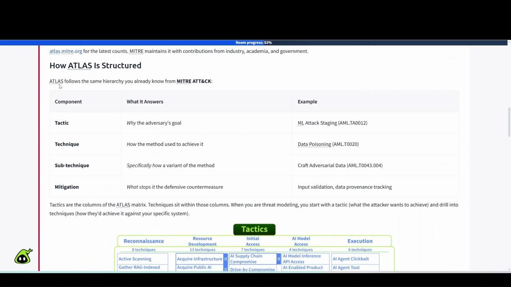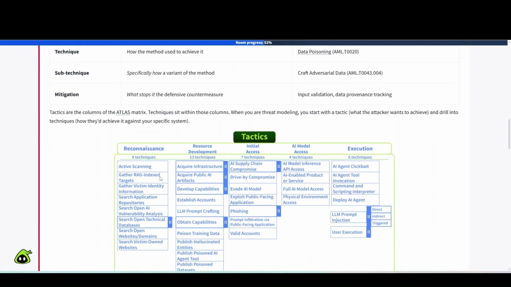How Atlas is structured. Atlas follows the same hierarchy you already know from MITRE ATT&CK. So we have a component, what it answers, and an example. Tactic: why, the adversary's goal, such as ML attack staging. Technique: how, the method used to achieve it, such as data poisoning. Sub-techniques: specifically how, a variant of the method, such as craft adversarial data. Mitigation: what stops it, the defensive countermeasure, such as input validation or data provenance tracking. Tactics are the columns of the Atlas matrix. Techniques sit within those columns.